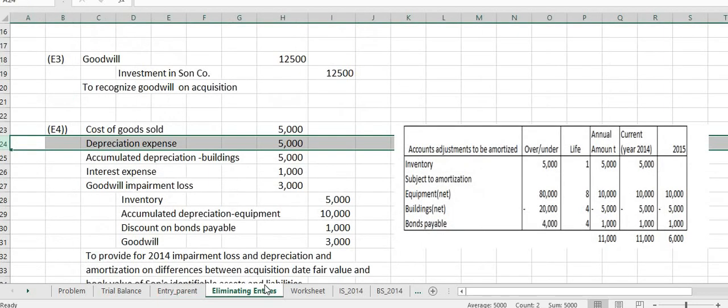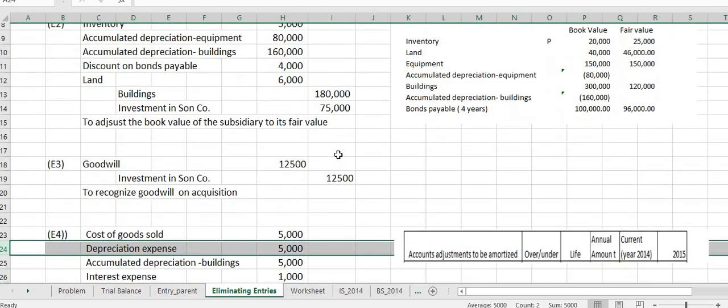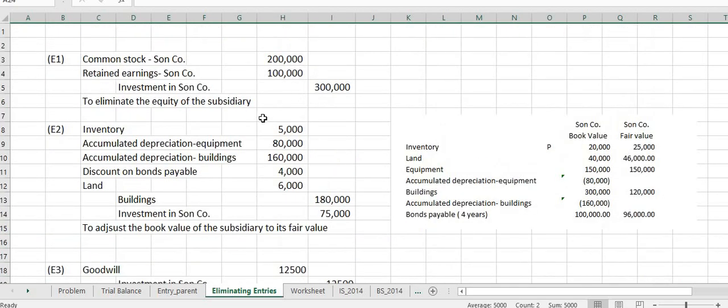Let's discuss eliminating entries, no? So, actually, may similarities din yung eliminating entries ng cost model and equity model. So the first eliminating entry, for the first year of acquisition, is actually to eliminate the equity accounts of the subsidiary against the investment account.